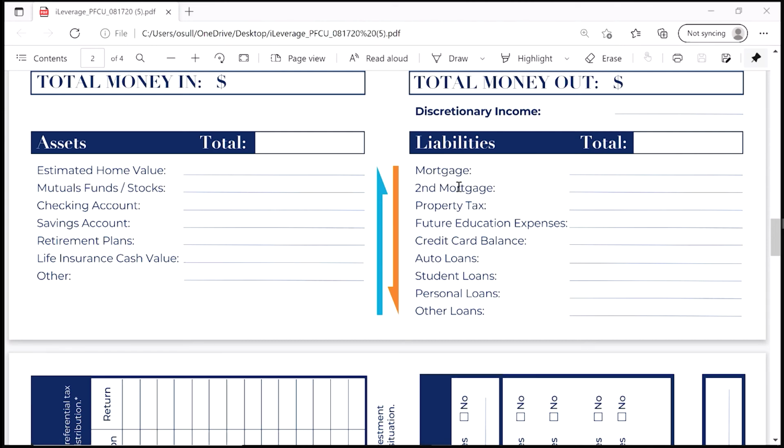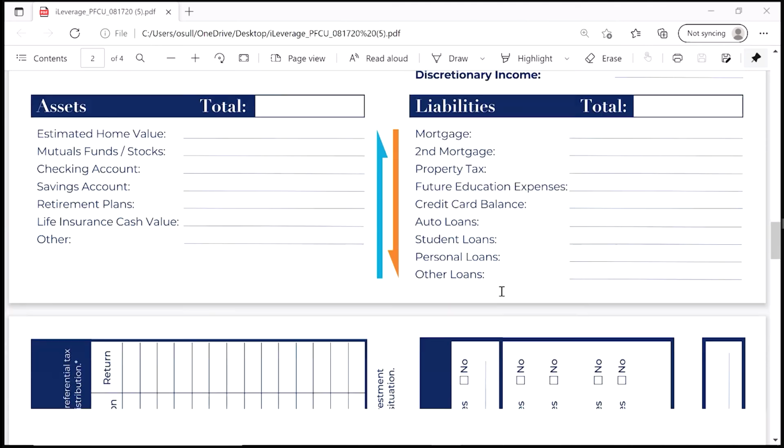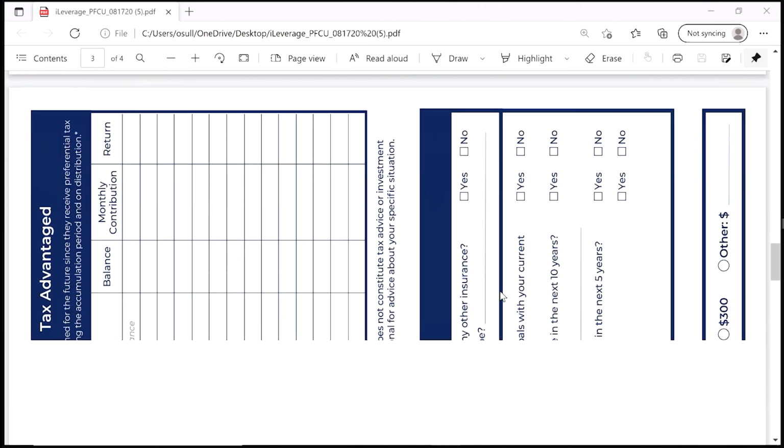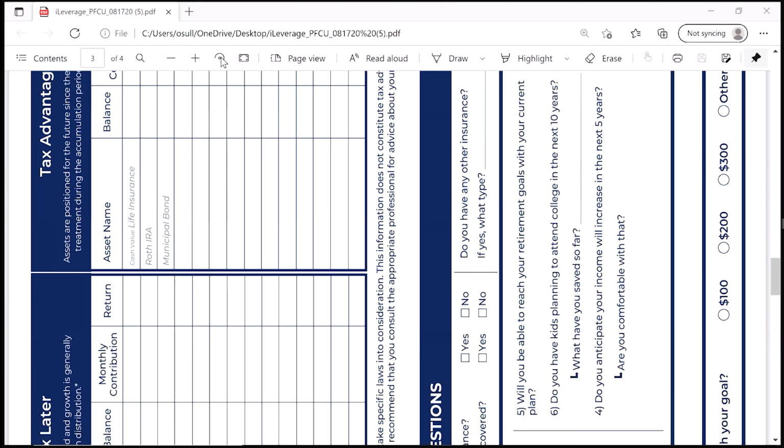On the liabilities. Okay, that's assets, liabilities. You've got an estimated value on the house, but then you got a liability against the house. Might be a mortgage, a second mortgage. What are you doing on property taxes? Future educational expenses, credit cards, again, loan balances, student loans, any personal. So you're just gathering information, getting a good picture of what they're doing, right?